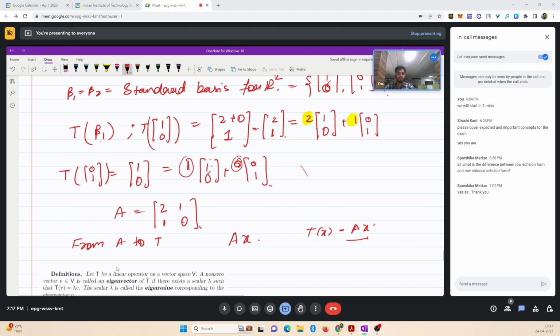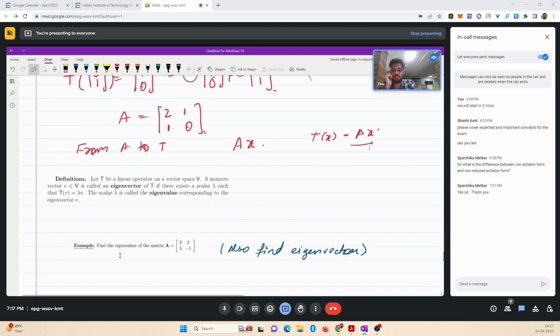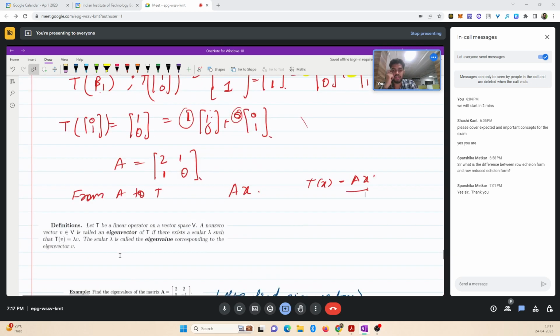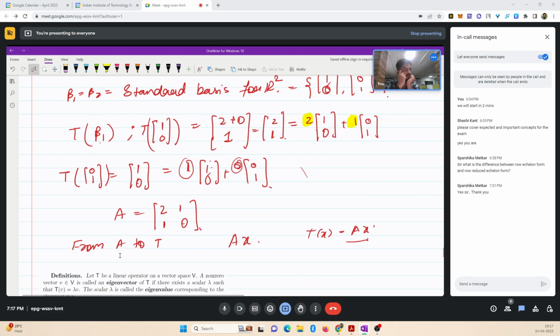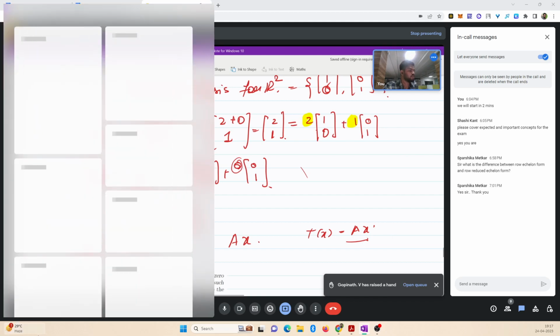Okay, so now after this I'll move to something called eigenvalues and eigenvectors. That was my plan for today, that I'll revise this basic vector space material, then some linear transformation, and then eigenvalues. Yeah, Gopinath, if you want to ask something, you can ask straight away.